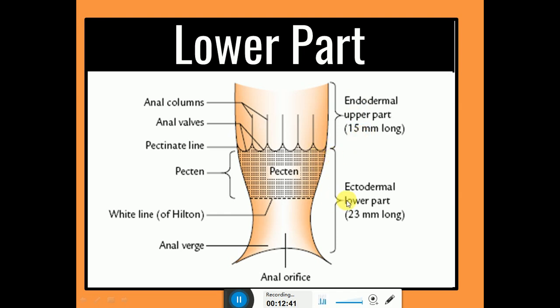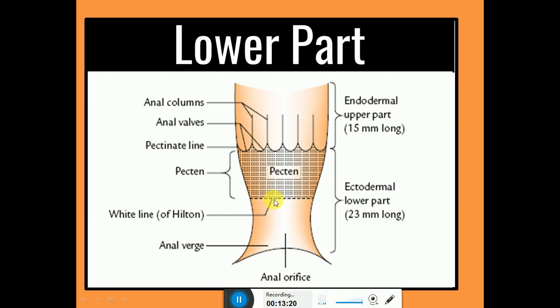Now we are talking about the lower part. This one is the lower part of anal canal, which is further divided into two regions. As we have seen, this one is the upper region, which is called pecten, and this extends from pectinate line to white line of Hilton. You should be able to remember these two lines. First one is pectinate line, also called dentate line, and another line is white line of Hilton. Between these you have pecten.